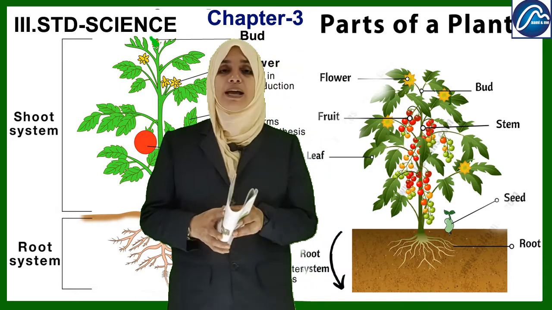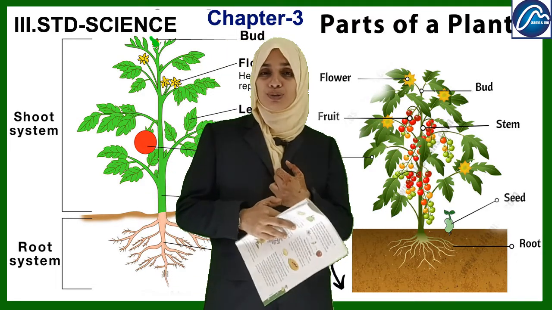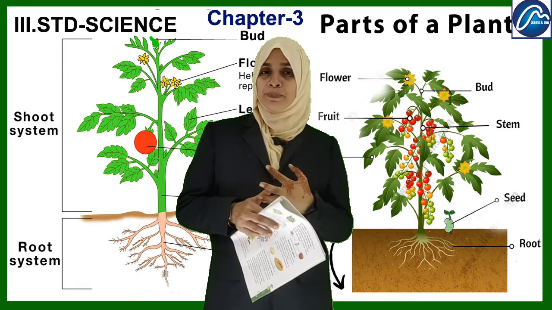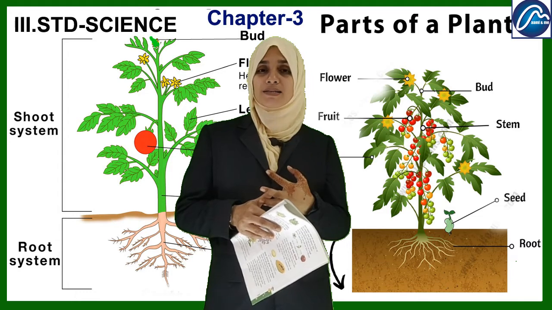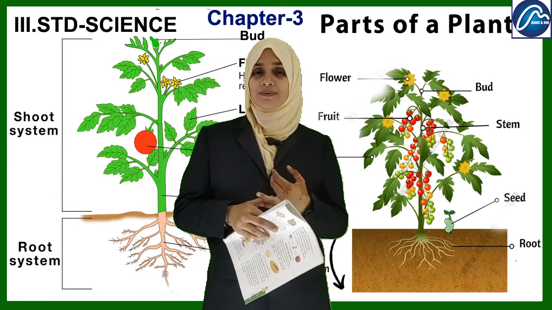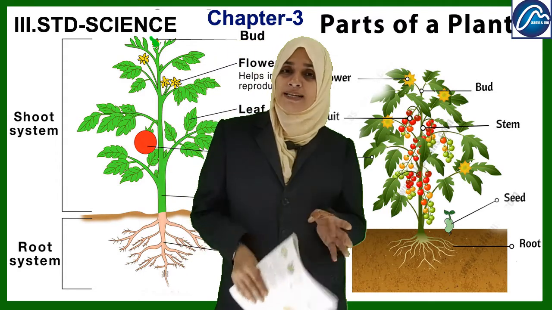Okay, by this we have completed the third chapter. In this chapter we discussed root, shoot, different types of root, stem and the parts on stems, that are leaves, flowers, fruits, seeds, etc. Hope all of you understood the portion.